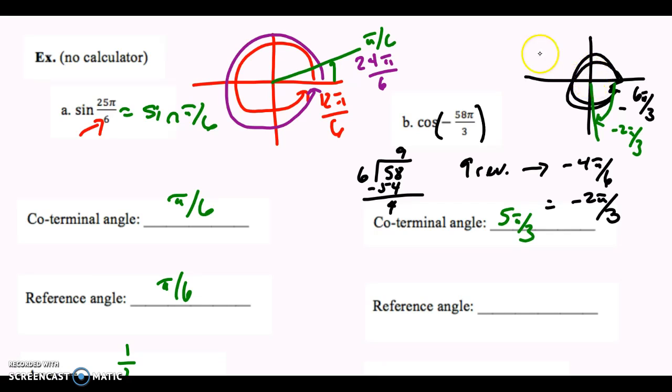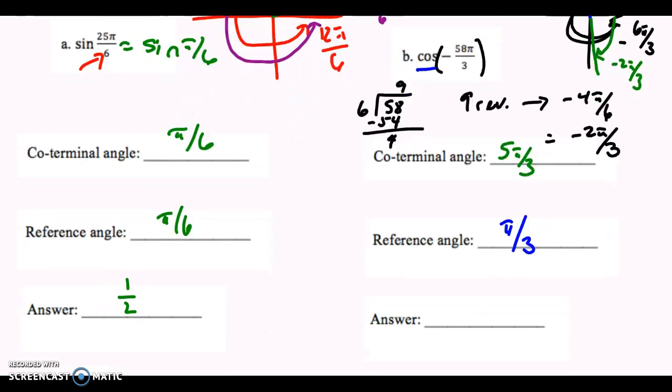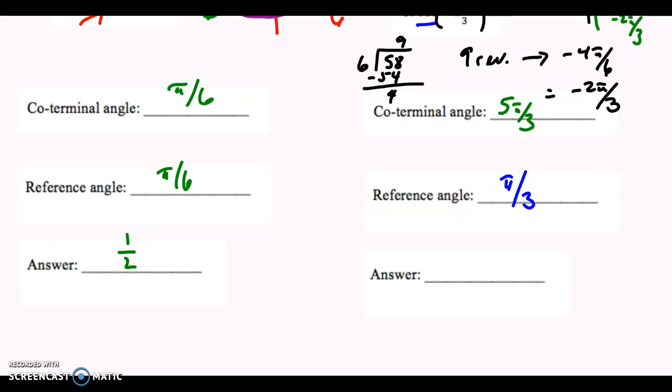5 pi over 3, though, does relate to pi over 3. I'm looking at the cosine of 5 pi over 3, which means I'm looking at the x value here. And the x value at pi over 3 is going to be 1/2.